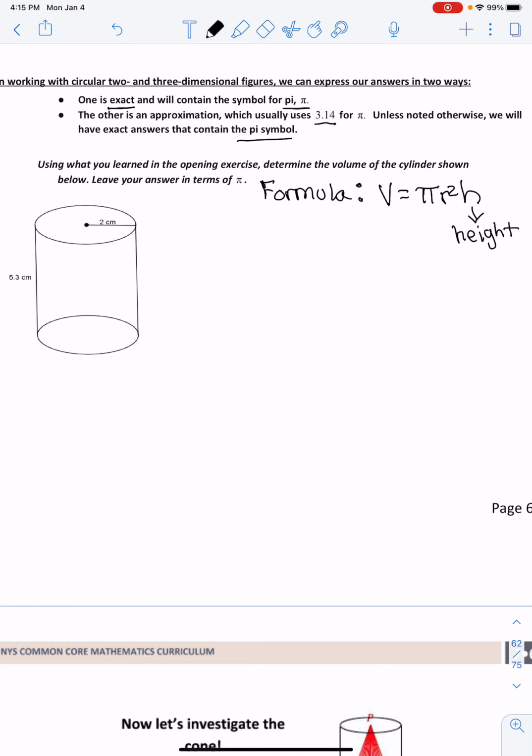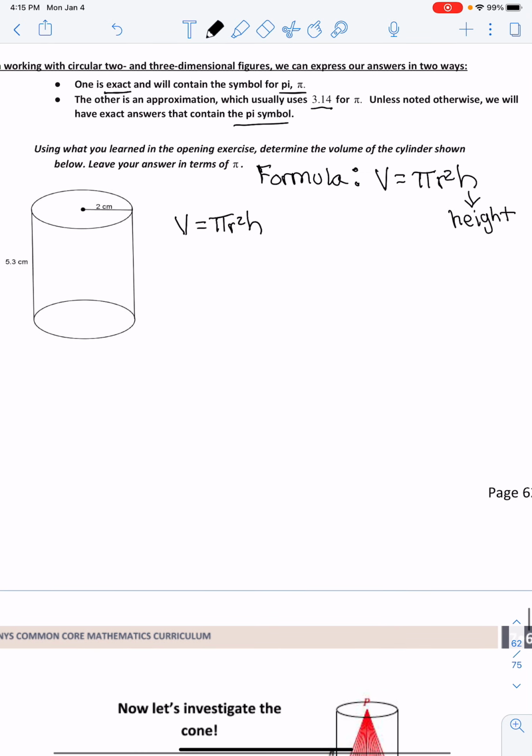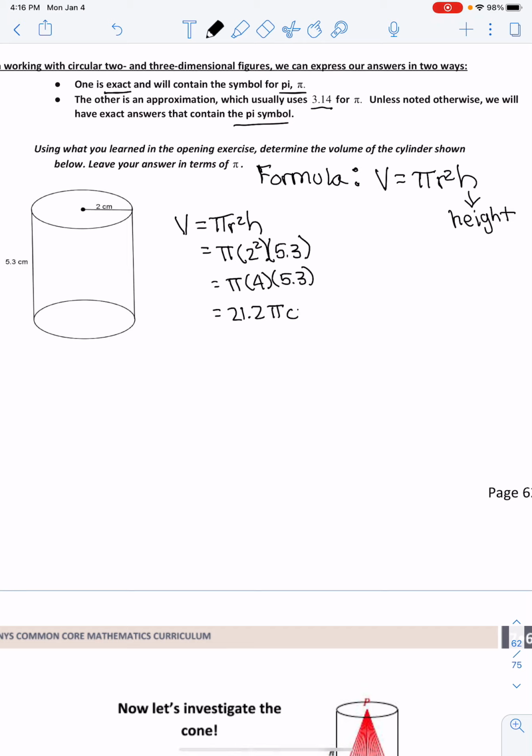To find our volume, we have V equals pi r squared h. Now when we replace what we need, we have pi times 2 squared times 5.3, which equals pi times 4 times 5.3. Normally you put pi at the end. So our answer is going to be 21.2 pi centimeters cubed.